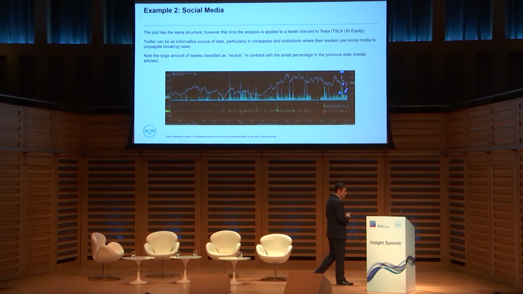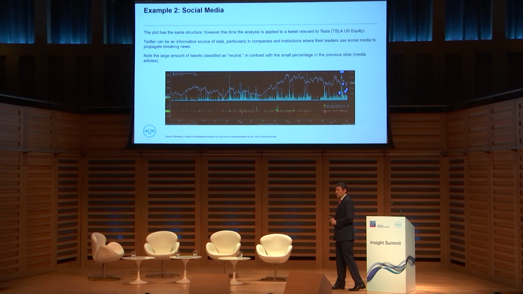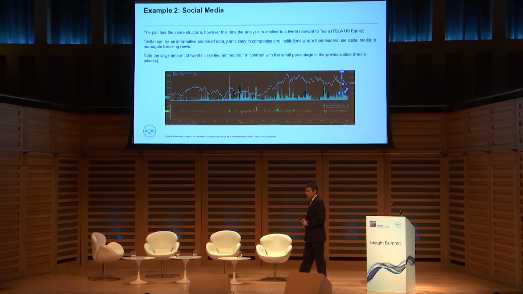Let's look at the second example. Rather than news articles, now we're going to look into tweets. This is the same layout. We have here the price of Tesla. Now we have the tweet volume, right? You can find a tremendous amount of tweets, sometimes over 20,000 tweets, including the code for Tesla on any given day.